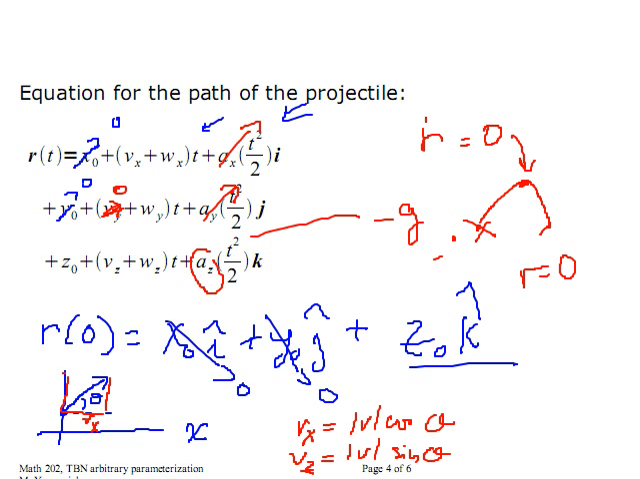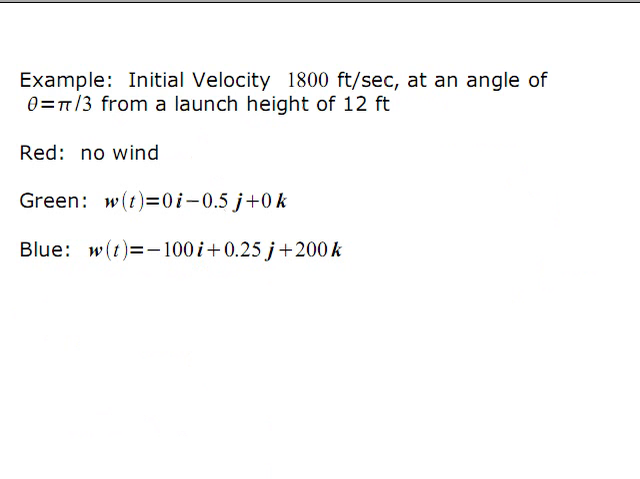Also, you can use a computer, and I'll show you some computer results now. In the following examples, the initial velocity was 1800 feet per second, and the projectile was launched at a 60-degree angle, so put theta equal pi over 3 because I like to work in radians. Be careful when you work in degrees. And it was launched from a height of 12 feet.